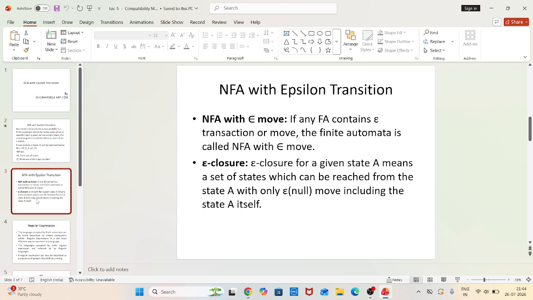Here, we have to find the epsilon closure for all the states. So epsilon closure for a given state A means the set of states which can be reached from the state A with only epsilon moves, including the state A itself.